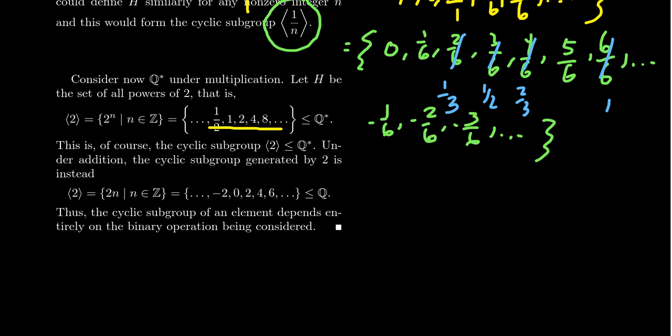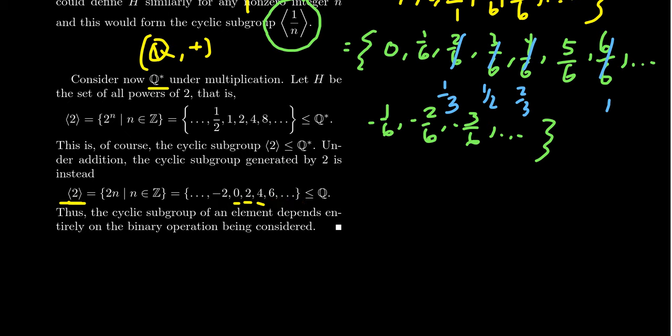Now, I want to caution you that when you compare the group Q star with the group Q with respect to addition, this is essentially the same set. You're only missing the 0 in one of the situations. And so the element 2 belongs to both of these groups. The cyclic subgroup generated by 2 with respect to multiplication will give you all these powers of 2. On the other hand, the cyclic subgroup generated by 2 with respect to addition gives you 0 plus 2 plus 2 plus 2 plus 2. So you're getting things like 2, 4, 6, 8, who do we appreciate? You also get their negatives, negative 2, negative 4, negative 6, negative 8, all the even integers.